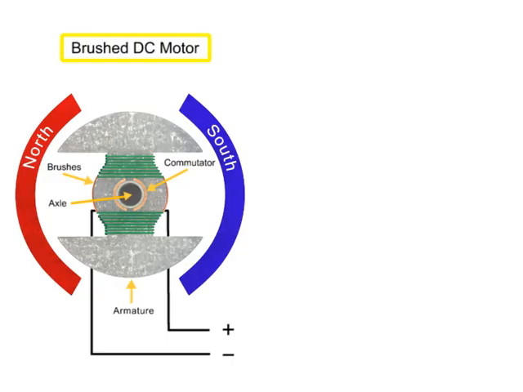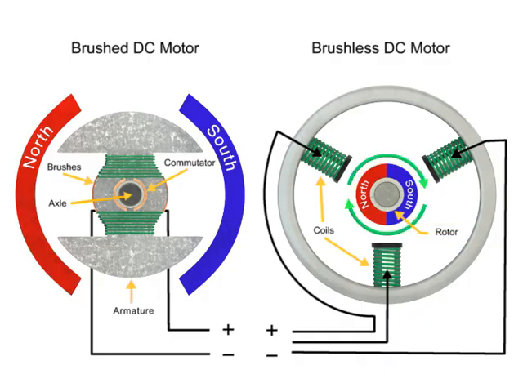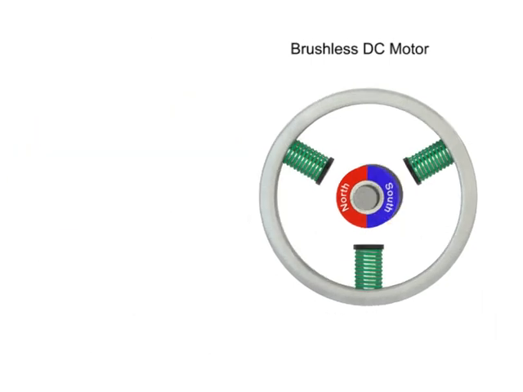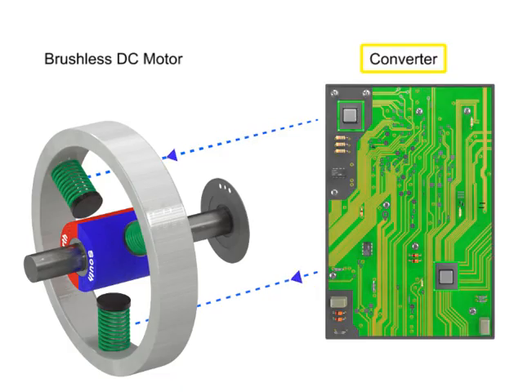Unlike DC brush motors, DC brushless motors do not utilize brushes to control current. Permanent magnets bonded directly to the rotor of the brushless DC motor create rotational motion as current passes through the stator. A rotating magnetic field is formed by electrical pulses generated by a converter.